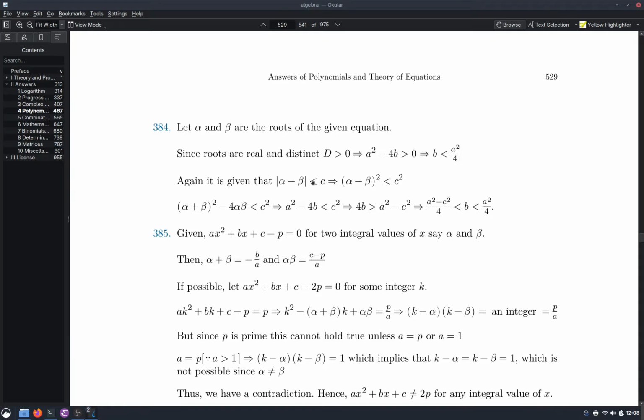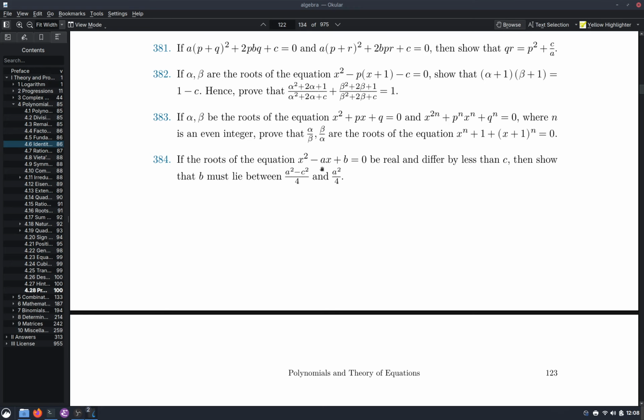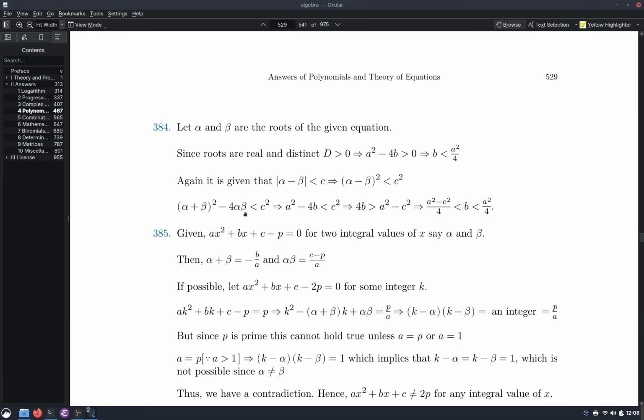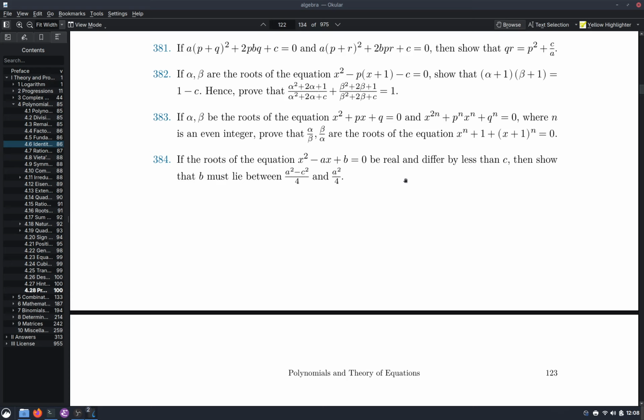So mod of alpha minus beta would be less than c. We square both sides, we get alpha minus beta whole square less than c square. We replace this alpha minus beta whole square by alpha plus beta whole square minus 4 alpha beta less than c square. And we substitute for alpha plus beta whole square, which would be a square, and 4 alpha beta will be 4b, which will be less than c square. That is 4b greater than a square minus c square, and then we combine this, and we get the desired result.